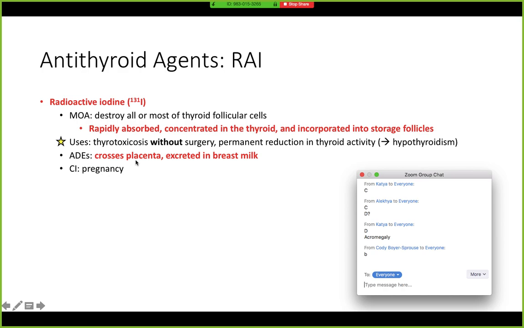And also another drug that is contraindicated in pregnancy because it crosses the placenta and is excreted in the breast milk.